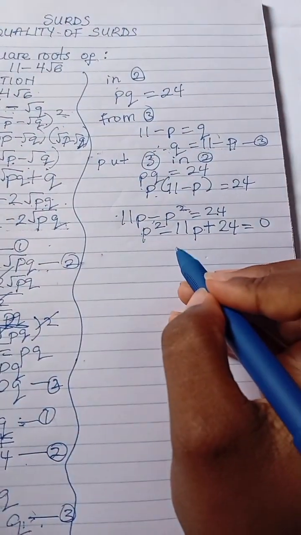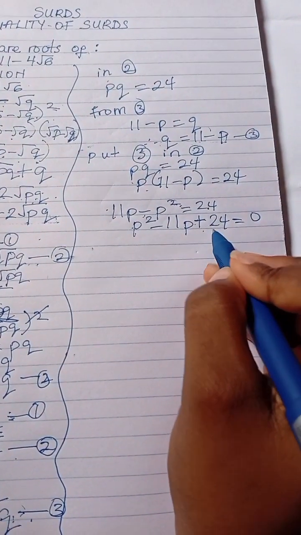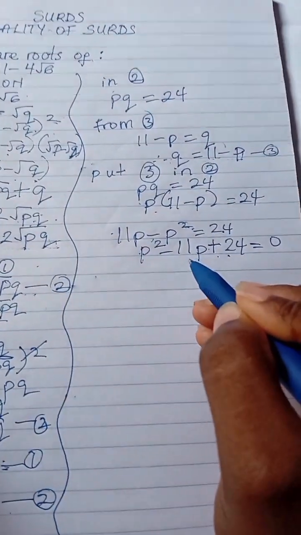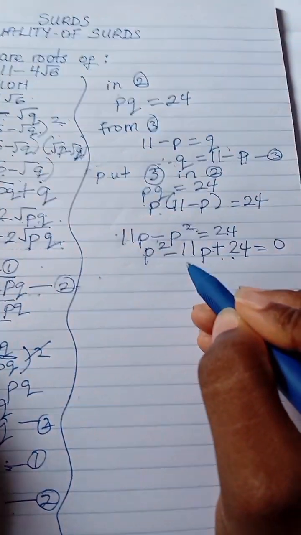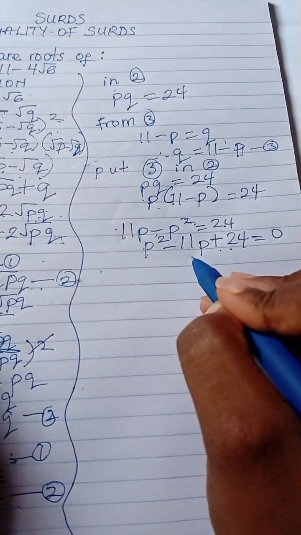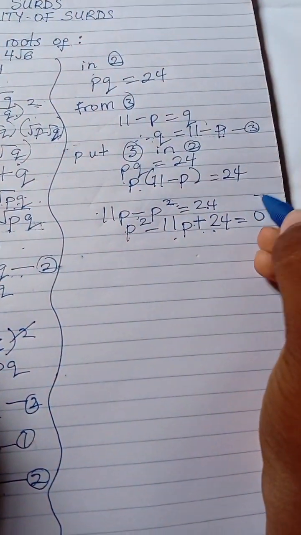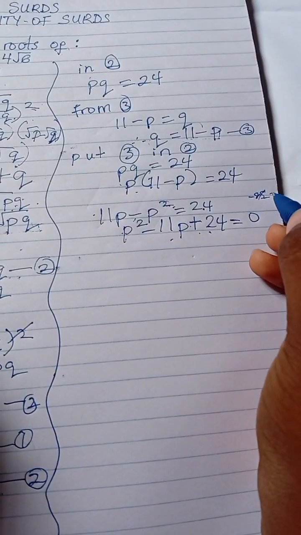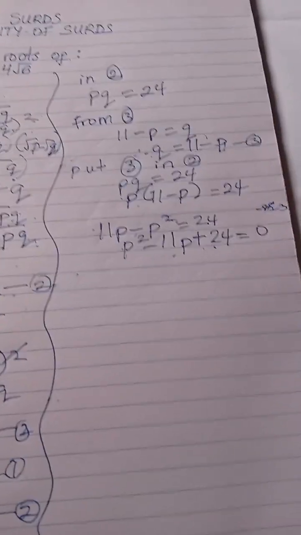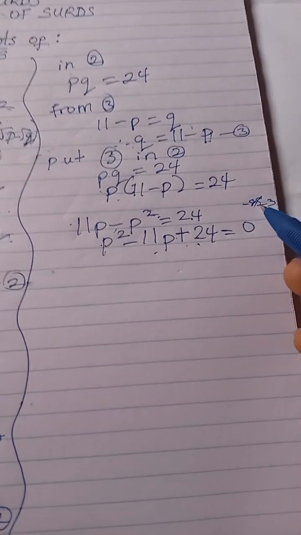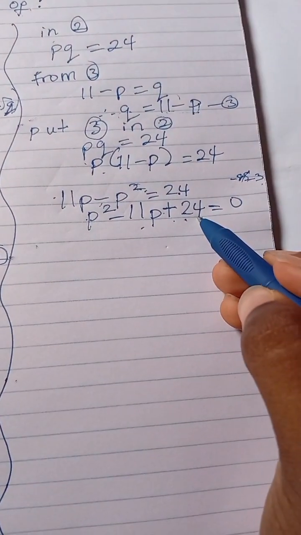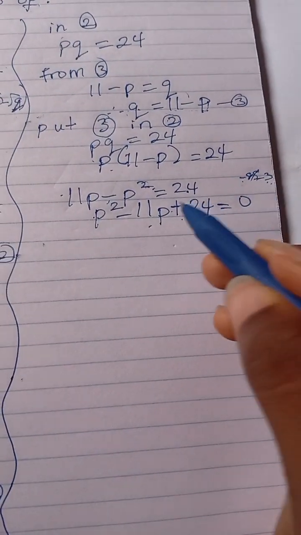So which two numbers will we multiply that will give us plus 24, and when we add them, it will give us minus 11? Those two numbers are minus 8 and minus 3. Because if we multiply minus 8 by minus 3, we'll get 24. And if we add them, we'll get minus 11.